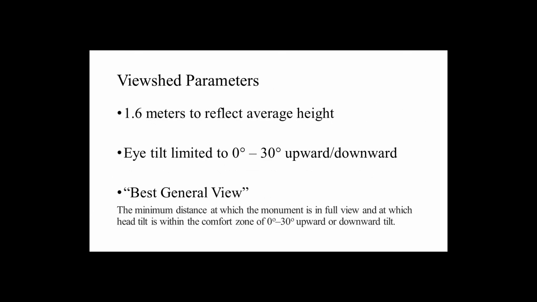Since we're interested in how one views a site as a tourist and admirer, we employed the idea of a best general view to determine the spot at which one could get the fullest and most direct view of a structure from the rostra. The way we define best general view is the minimum distance at which the monument is in full view and at which head tilt is within the comfort zone of 0 to 30 degrees upward or downward tilt. The concept of the best general view is used widely by photographers and art historians, and this comfort zone has, interestingly, been studied and set by the Society of Motion Picture and Television Engineers, who have determined the best viewing angles in movie theaters.